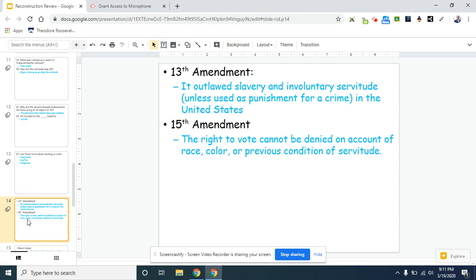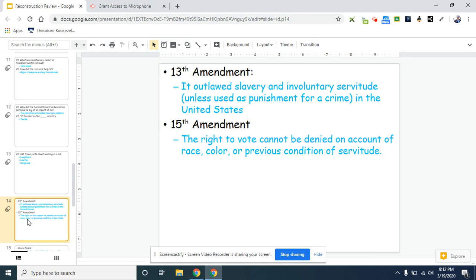All right. 15th Amendment. The right to vote cannot be denied on account of race, color, or previous condition of servitude. So no matter what your station, if your life dictated that you were a natural-born United States citizen, or you had lived here long enough to become a United States citizen, then you could vote. As long as you were a dude. Had to be a dude.